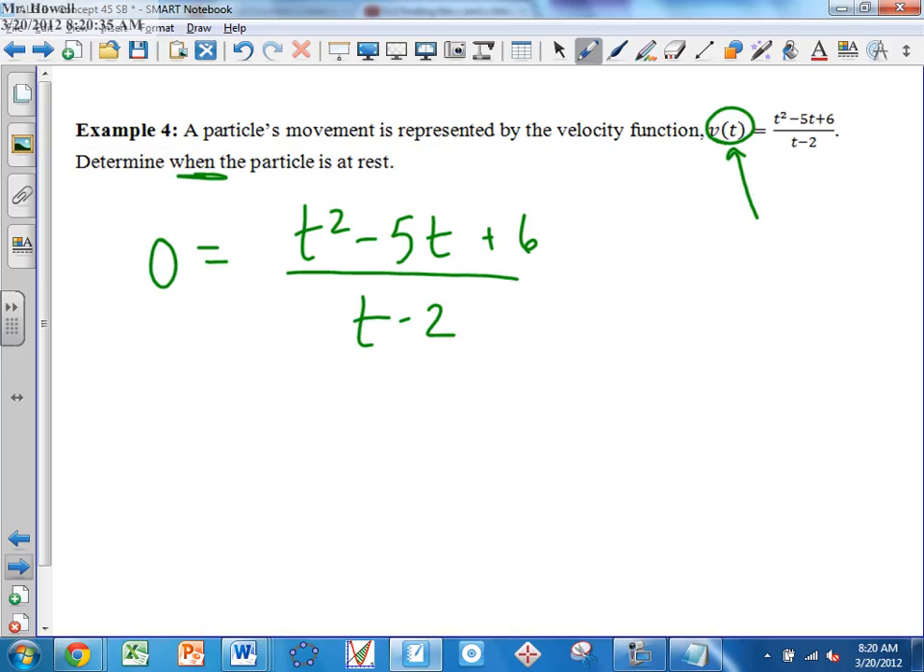So would it be 3? Why, where are you getting 3? I see that there's 2 answers though. Oh, because if I factor, it's t minus 3 and t minus 2. Very good. Factor the numerator. Here's what you get.